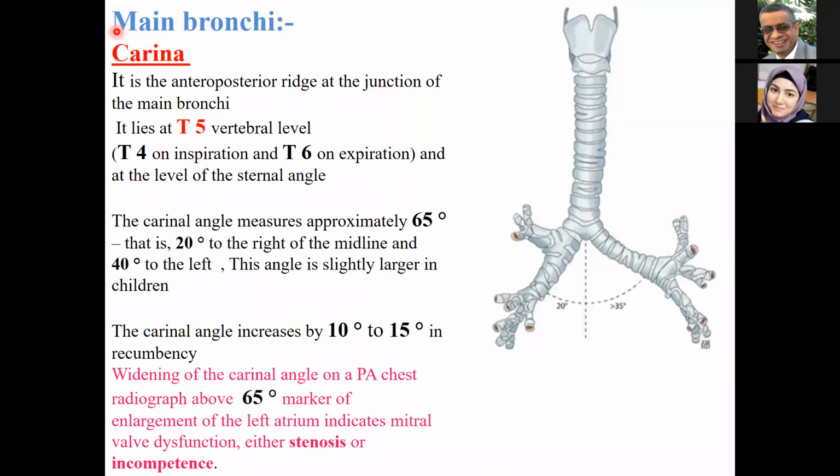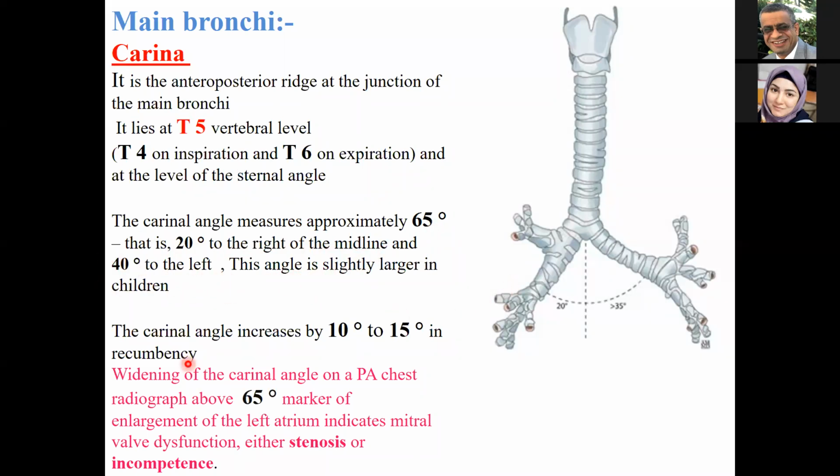Main bronchi. The carina is an anterior-posterior ridge at the junction of the main bronchi. It lies at the T5 vertebral level, T4 on inspiration and T6 on expiration, and at the level of the sternal angle. The carinal angle measures approximately 65 degrees, that is 20 degrees to the right of midline and 40 degrees to the left. This angle is slightly larger in children.